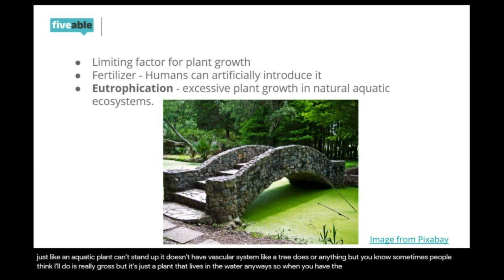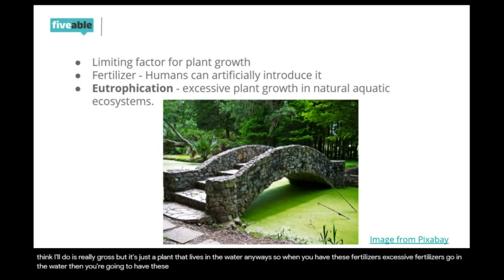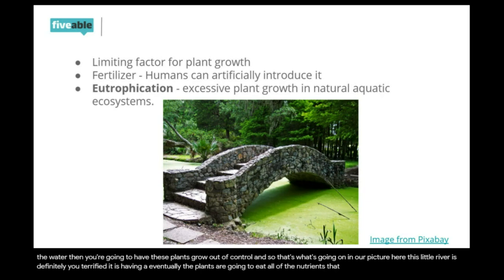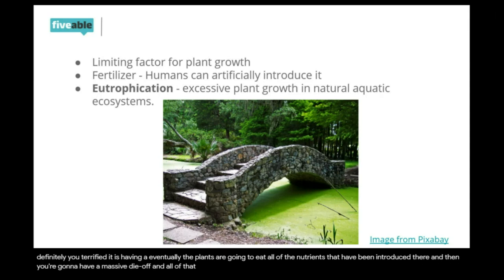Anyway, so when excessive fertilizers go in the water, you're going to have these plants grow out of control. And that's what's going on in our picture here. This little river is definitely eutrophied. It is having a huge amount of plant growth. Eventually, the plants are going to eat all of the nutrients that have been introduced there, and then you're going to have a massive die-off, and all of that biomass is going to, like we said before, sink to the bottom and decompose.